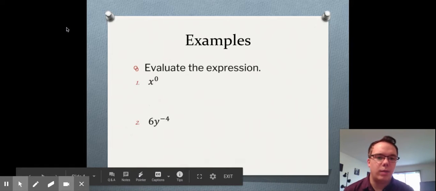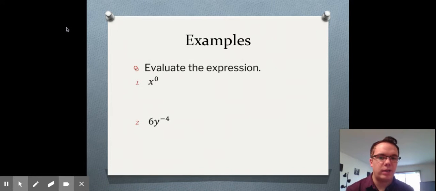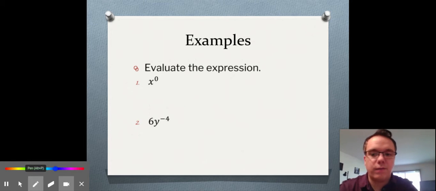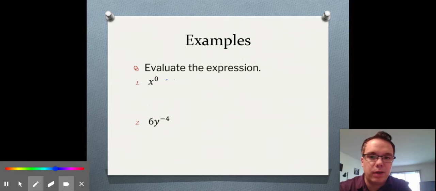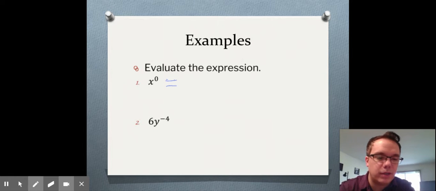All right, so what I have for you is just some more examples. We're going to evaluate each expression and write it with a positive exponent. So our first example is x to the 0. Remember, any power with 0 as an exponent is equal to 1. So our answer there is just 1.